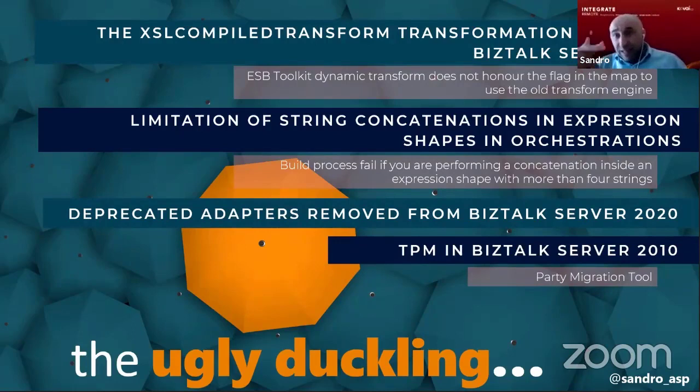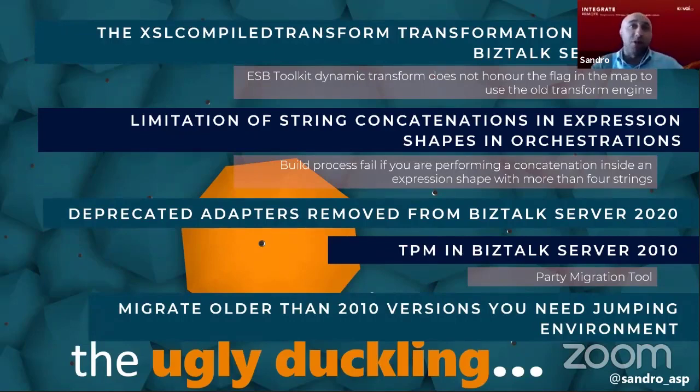And of course, in 2010 there was a new trading partner management. At that moment, from 2009 to 2010, there was a party migration tool. So if you are migrating from older than 2020 and you are using trading partner management, you probably need to migrate to 2010 first, and then migrate to 2020, because it is probably easier, or you need to do everything manually, okay?